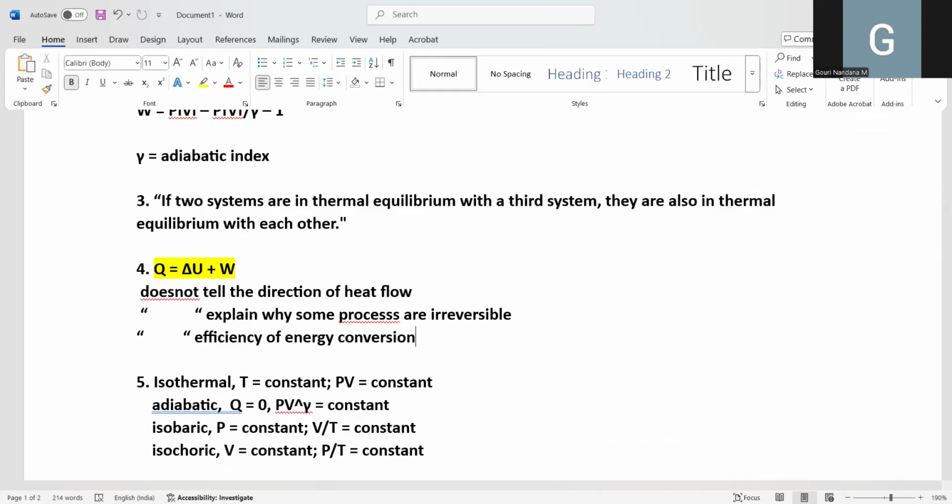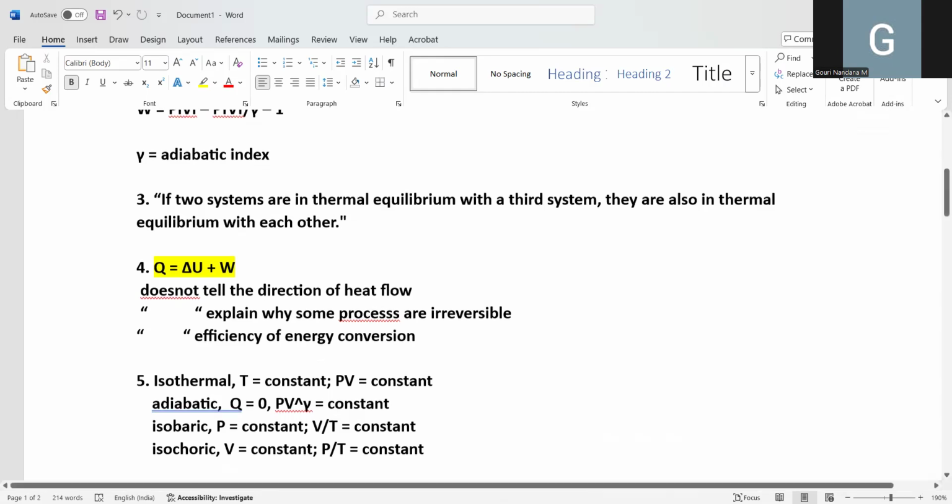So in isothermal the temperature remains constant, in isobaric the pressure remains constant, and in isochoric the volume remains constant. Adiabatic means there is no heat exchange. And these are the equations: PV equal to constant, PV raised to gamma equal to constant, V by T equal to constant, and P by T equal to constant.